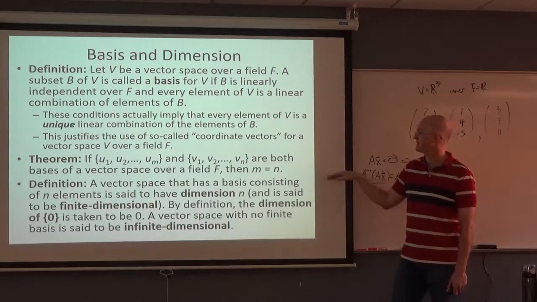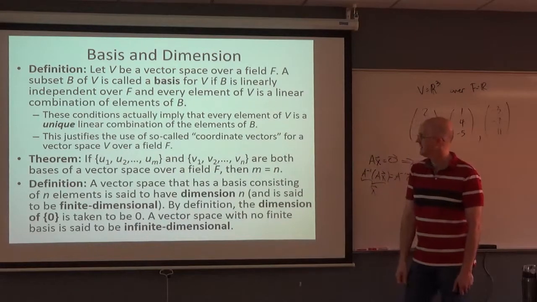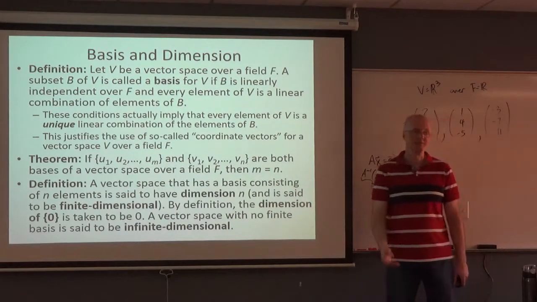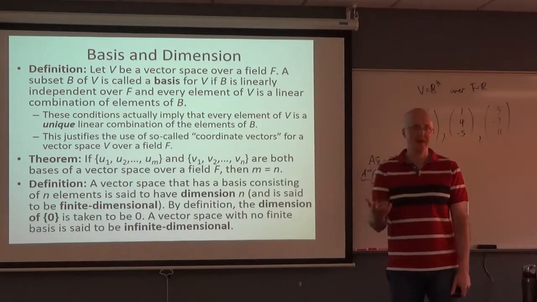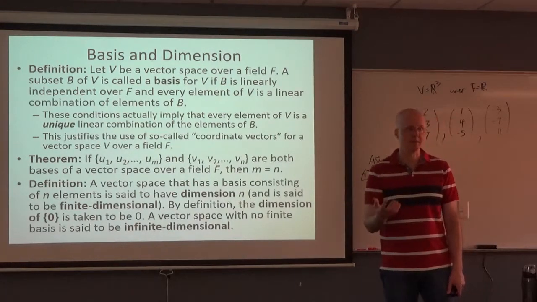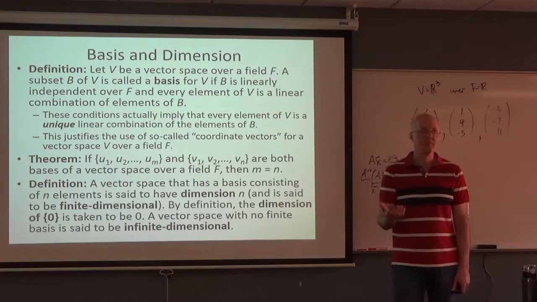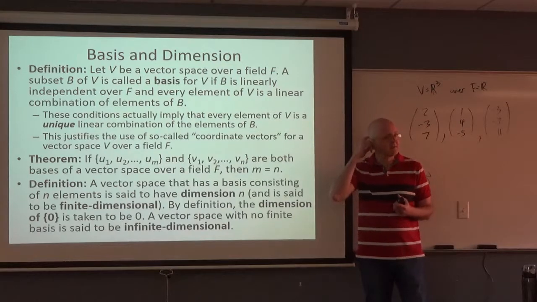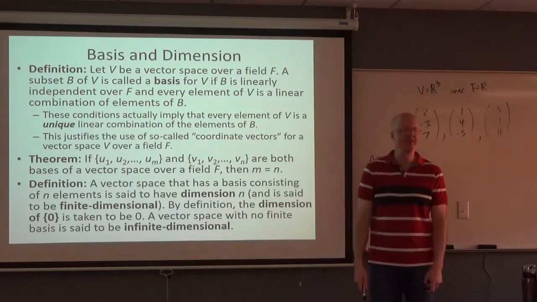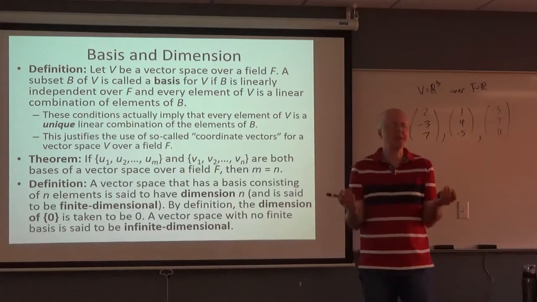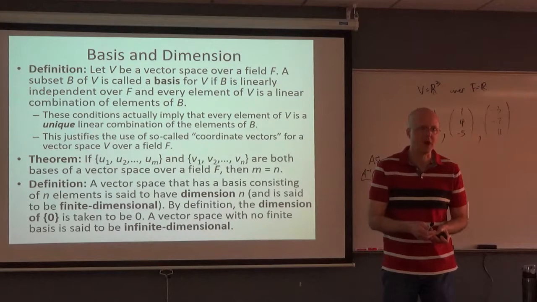A vector space that has a basis consisting of n elements is said to have dimension n, and is said to be finite dimensional. So the definition of dimension in the finite dimensional case is the number of elements in any basis. And there's always more than one basis, okay? And it's partially in the applications of linear algebra. It's partially the choice of basis that helps you solve a problem, in part.